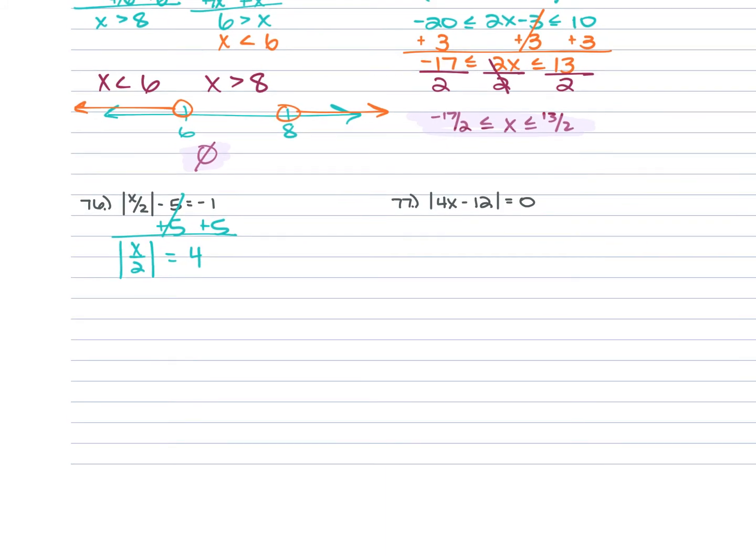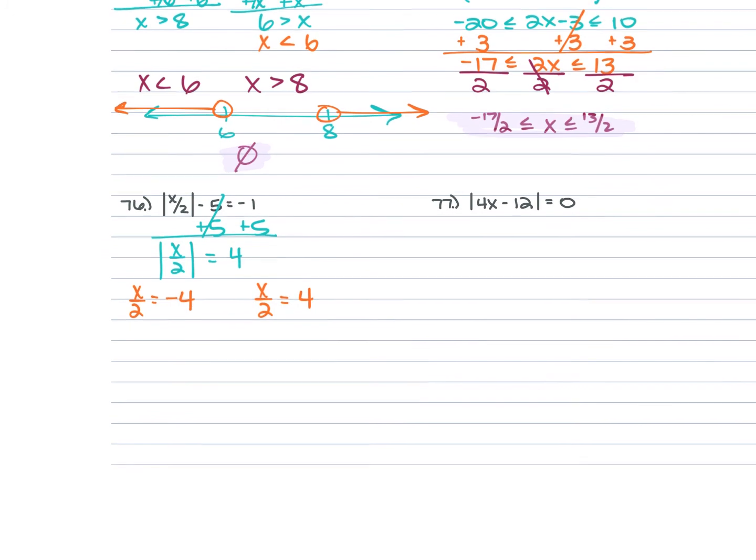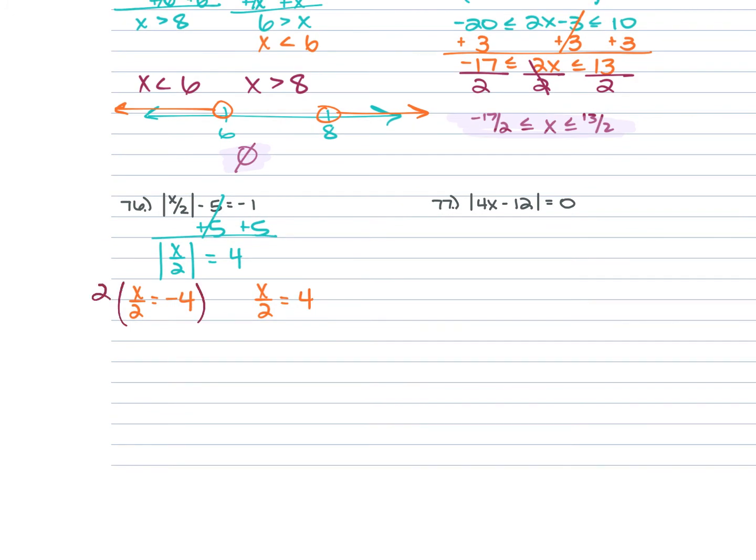So separate it into two equations without the absolute value bars. So you're going to have x over 2 is equal to negative 4, as well as x over 2 is equal to positive 4. How do you get rid of the 2 in the denominator for both of these? You multiply by 2, so the answer is 8 and negative 8. So multiply everything by 2. Oh, I forgot the x. So this is going to get you x is equal to negative 8 and x is equal to 8. You can leave it this way.